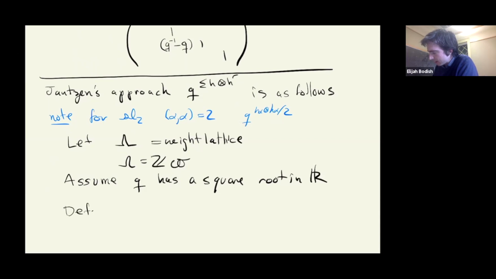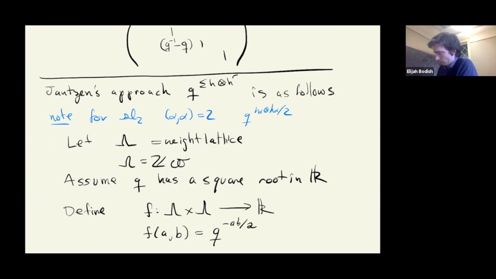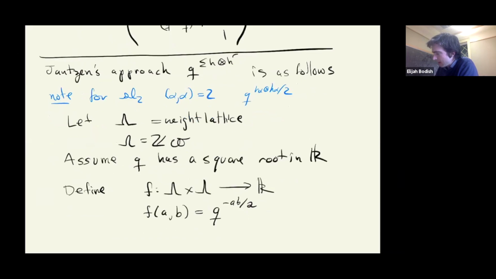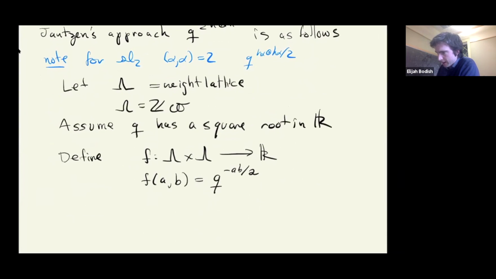And I define F from lambda cross lambda to my ring K by F of A, B. So I'm just going to identify it with the integer so I don't have to write my fundamental weight a million times. This is equal to Q to the negative AB over 2. So that's just a function. I want to get a linear map.